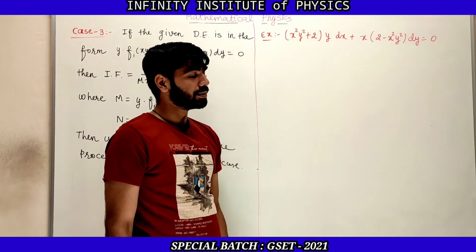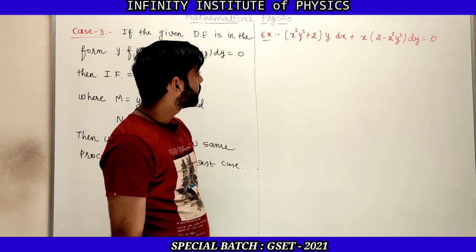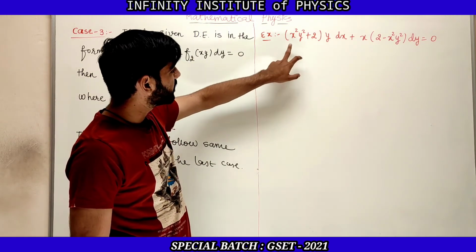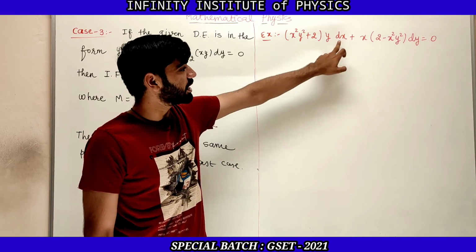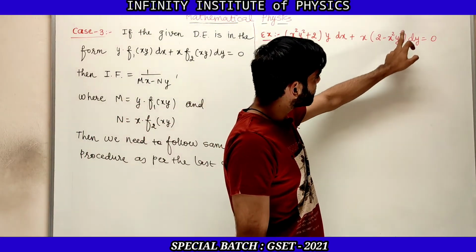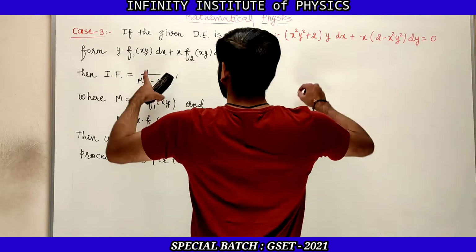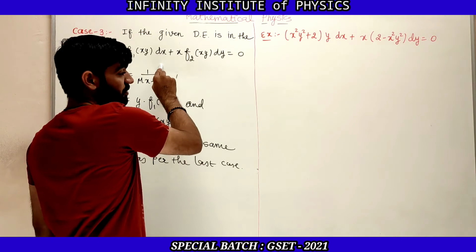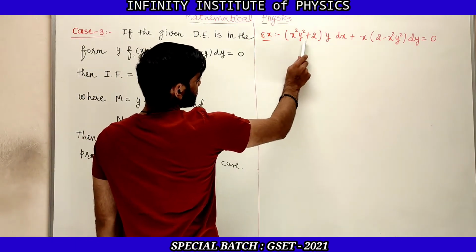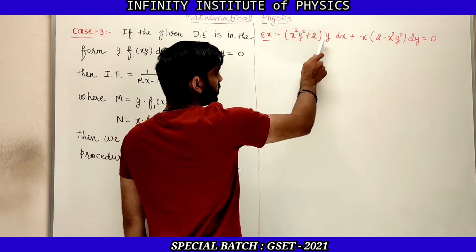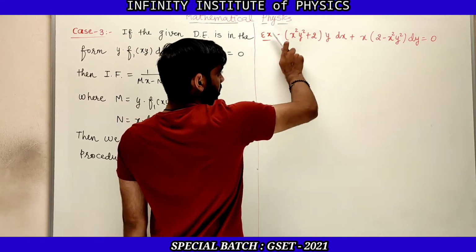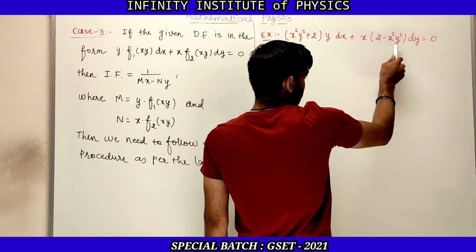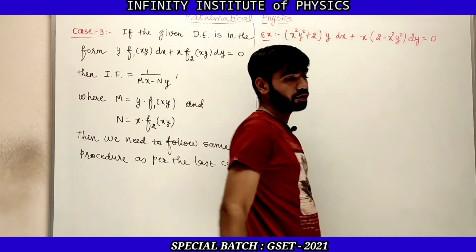Now let us solve an example related to case number 3 of non-exact differential equations. It is given that (x square y square plus 2) y dx plus x (2 minus x square y square) dy is equal to 0. Let us compare these two equations: y into f1 of xy dx. So here we have y into (x square y square plus 2); this is the function f1. And x into (2 minus x square y square) is x into f2 of xy dy, which is equal to 0.